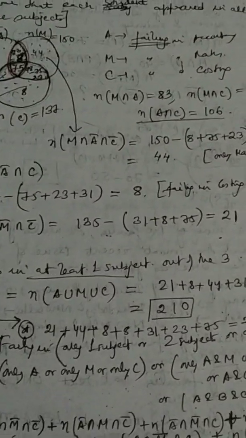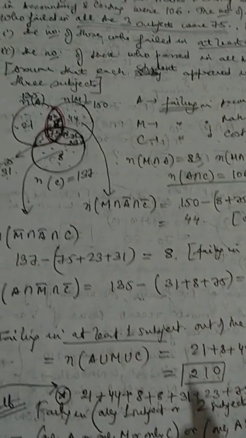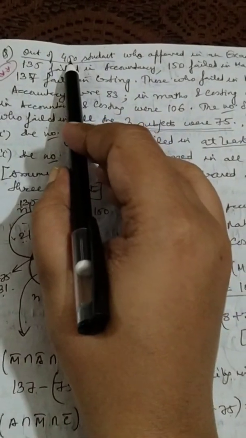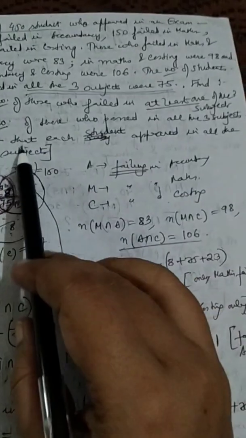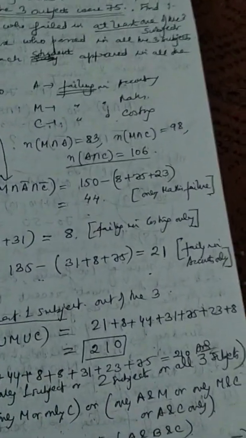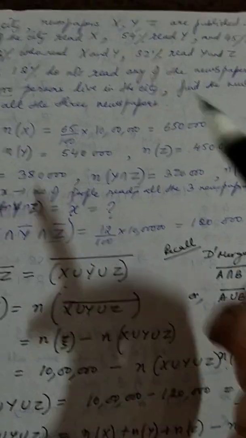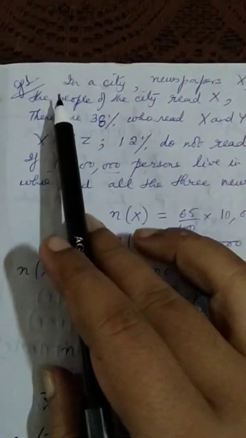So the rest of the students out of 450 are the students who have passed. So number of students who have passed are how many? 450 minus 210. In fact, that is what I've written here. Number of students passing is total appearing minus total failing. So it's 450 minus 210, that is 240. We move on to the next question now.